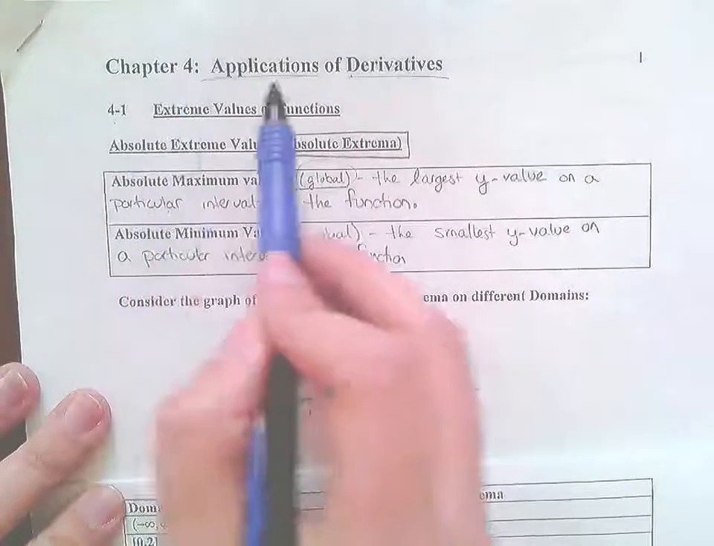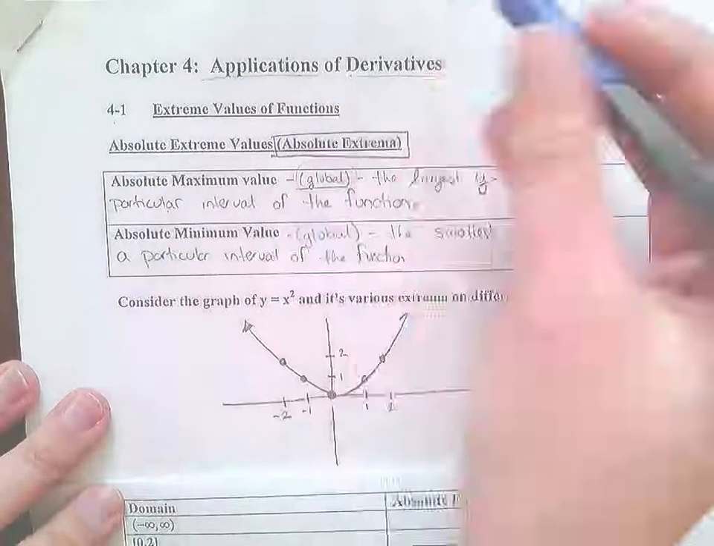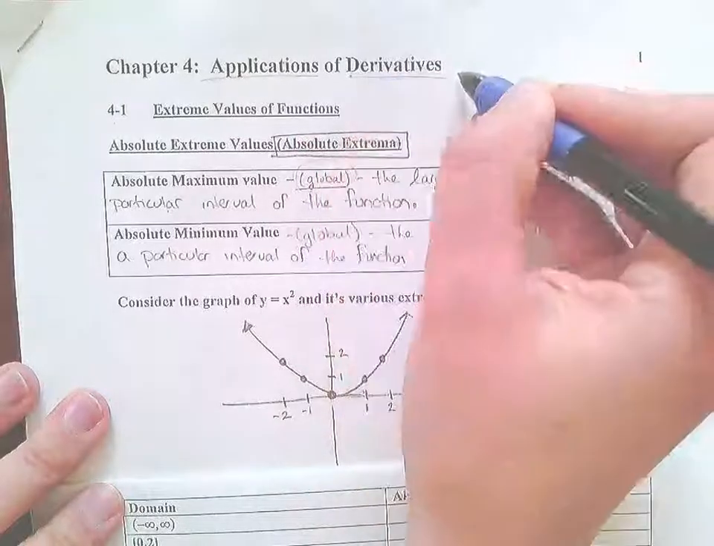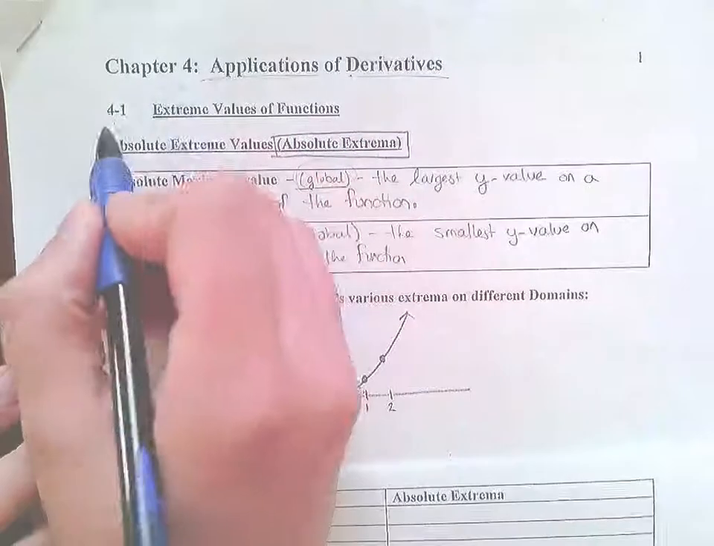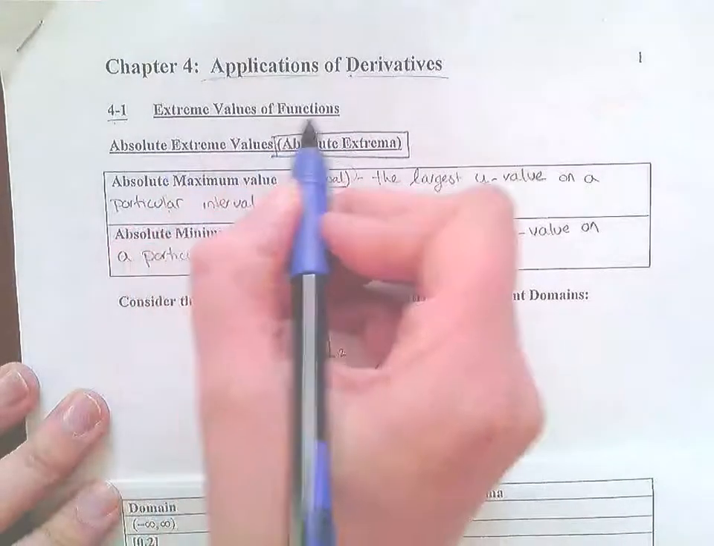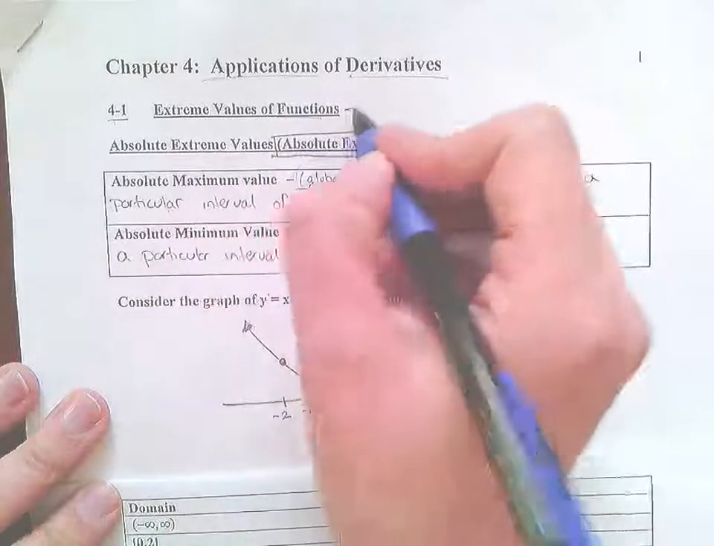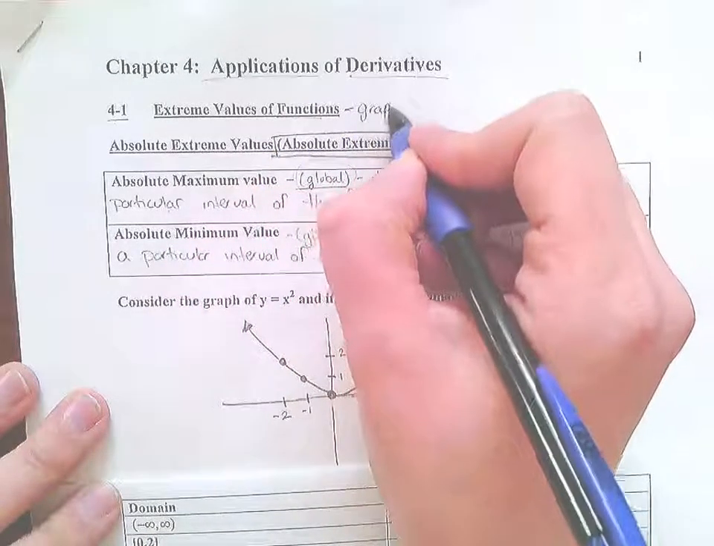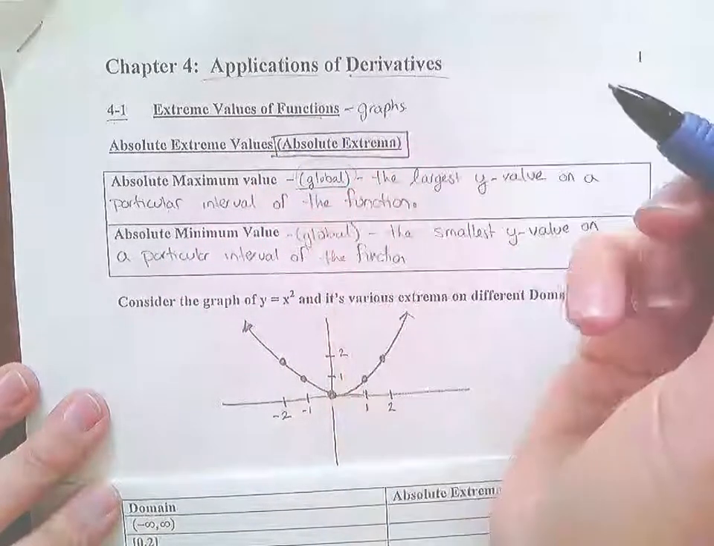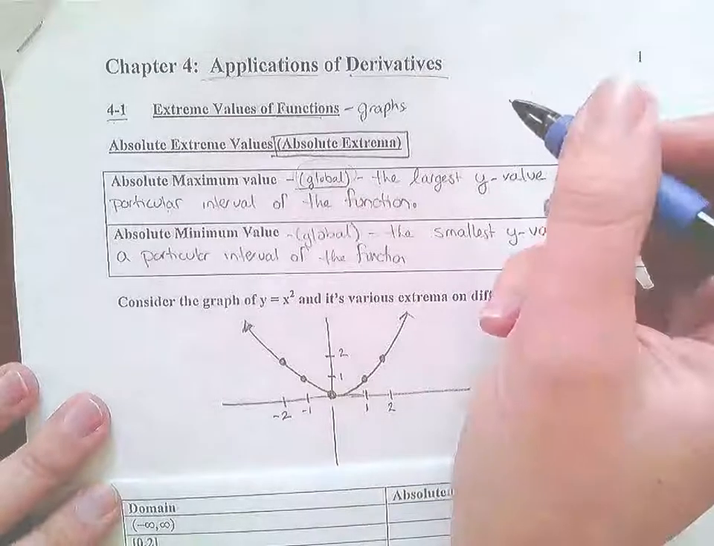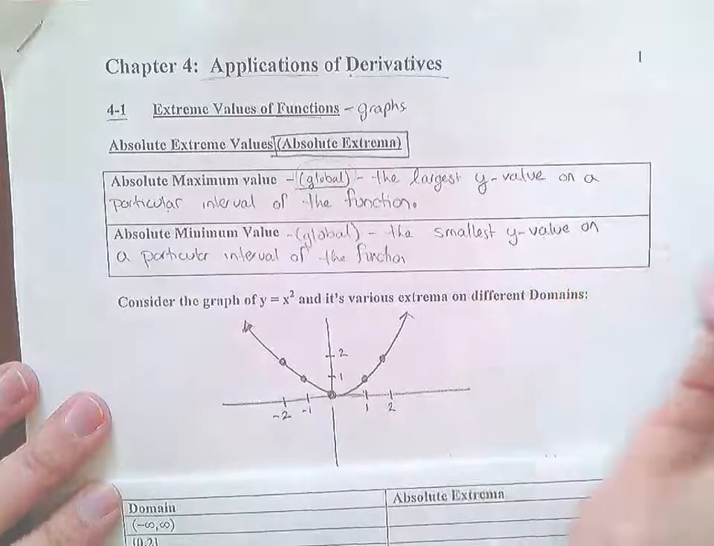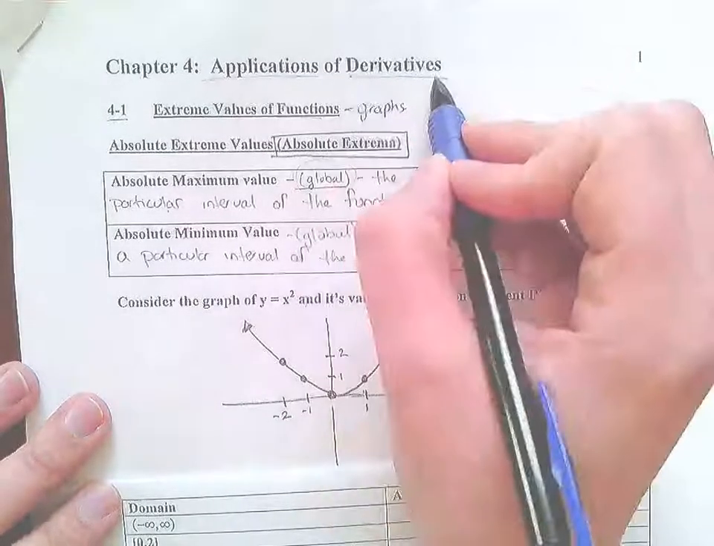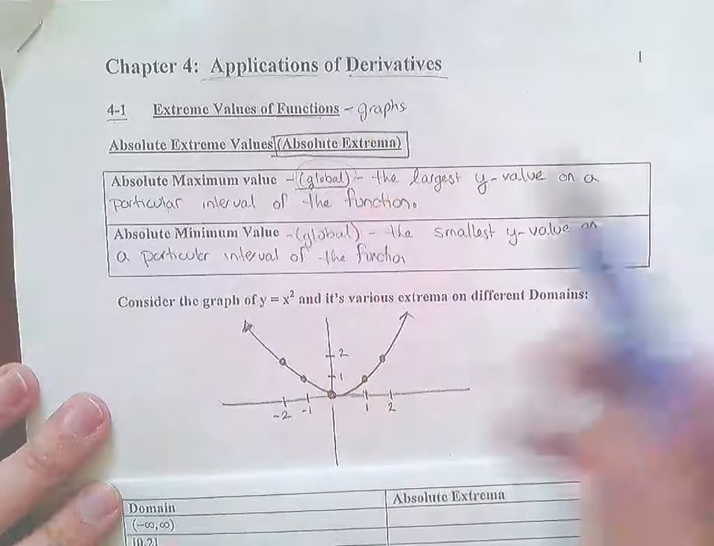All right, so chapter 4 is the applications of derivatives. So now we are applying the rules of derivatives that we learned from chapter 3. The first section is about extreme values of functions, more specifically extreme values on graphs. We've done this before with maximums and minimums and absolute maximums and absolute minimums, but now we're going to learn how to use the derivatives to figure these things out.